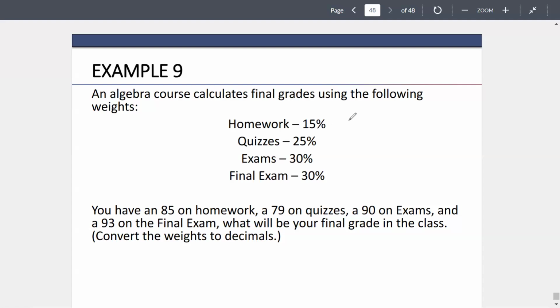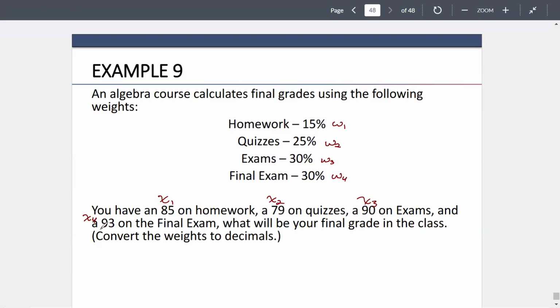So when you assign the weight, a lot of times we convert it to decimal. You don't necessarily have to, you just got to be careful if you do that. So you have an 85 in homework, a 79 in quizzes, a 90 in exams, and a 93 on your final exam. These are your X's. I'm going to calculate what would be the final grade in this class. So you have the X's and you have the weight. I'll give you a minute on that one.